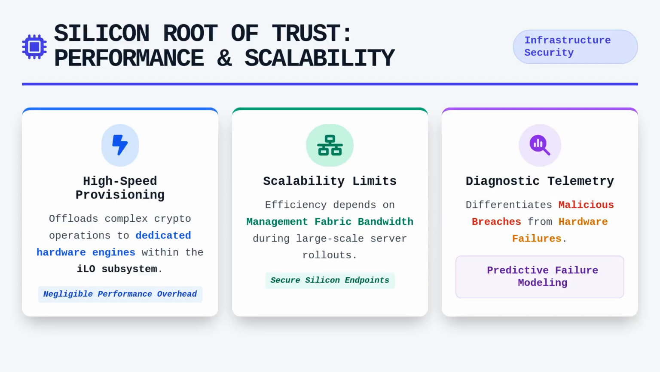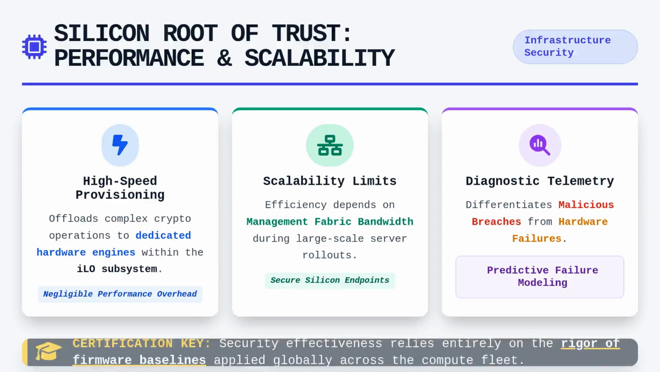Diagnostic telemetry is another critical pillar here, as the silicon provides specific error codes and status indicators that allow system administrators to differentiate between genuine hardware failures and malicious integrity breaches. Predictive failure modeling leverages this telemetry data to flag potential issues before they translate into downtime, providing a layer of proactive security that is essential for resilient infrastructures.